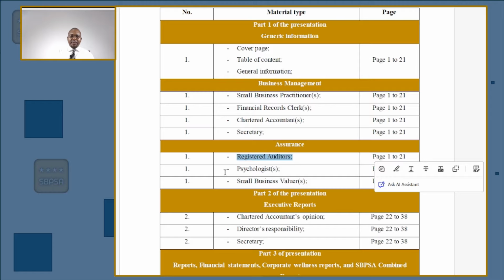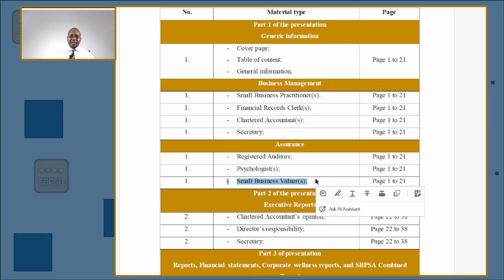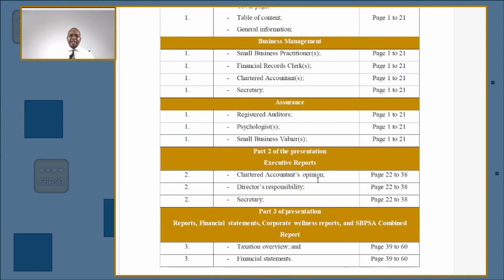We'll also be dealing with psychologists. It's a new report, this one, for psychologists that were included, because we have realized that our people are really stretched out psychologically, and they need psychological advice. As stressful as it is, small businesses really need some psychological attention. Then also we've got what we call small business valuers. There's something new there that we're introducing at SBPSA.